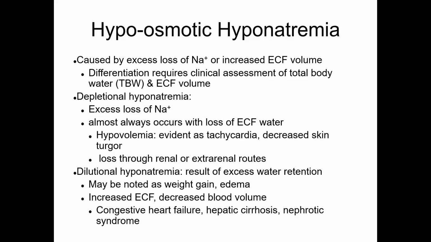Hypo-osmotic hyponatremia is caused by an excess loss of sodium or increased extracellular volume. Differentiation requires clinical assessment of total body water, TBW, and extracellular fluid volume. Depletion hyponatremia is due to the excessive loss of sodium. It almost always occurs with the loss of extracellular fluid water. Hypovolemia is evident as tachycardia, decreased skin turgor. Loss through renal or extrarenal routes.